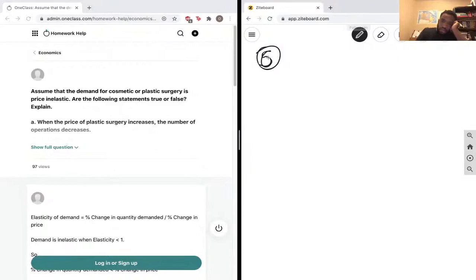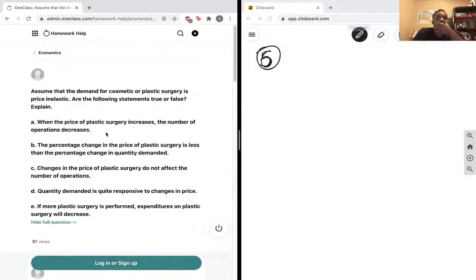Question number 6. Assume the demand for cosmetic and plastic surgery is price inelastic. Are the following statements true or false? So we know elasticity of demand equals the percent change.